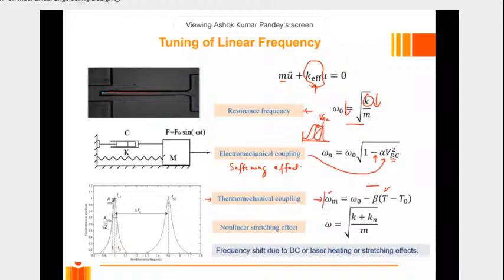Now there is a third important mechanism. If you are exciting your structure at a higher amplitude, you get this nonlinear stretching effect. And this is stiffness. It means that there will be a tension generated in the structure, and that will increase your k. Okay, so when there is a large stretching happening in a structure, it will increase your stiffness, and an increase in stiffness means it will increase your omega.